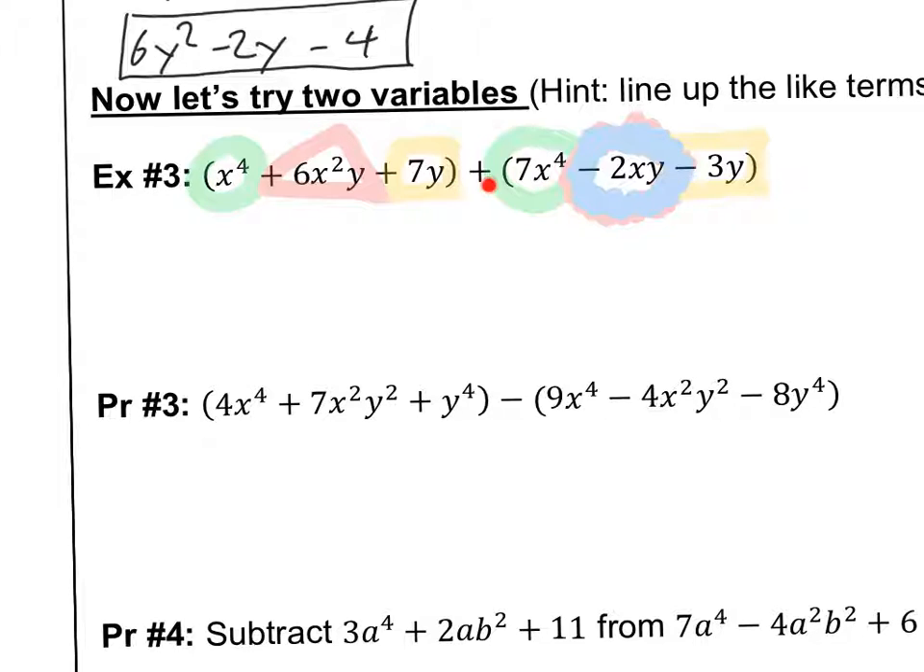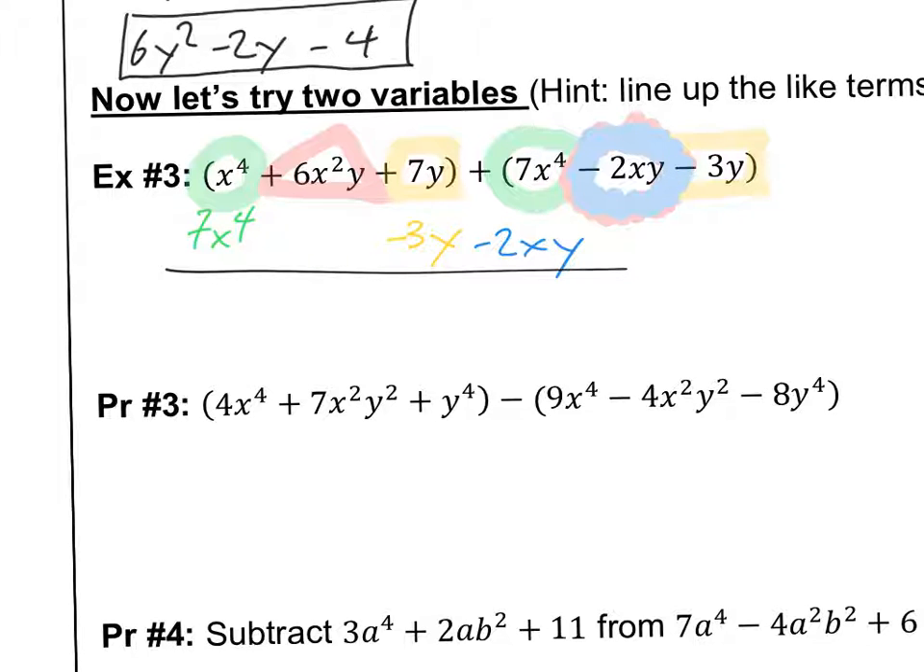Okay, I'm just adding, so I don't have to worry about distributing any negative, but I could see down here in practice 3, you're going to have to think about that. So let's go ahead and line things up and go for it. All right, so I have the 7x to the fourth. I'm going to put the negative 2xy just over here. And I have the negative 3y. Okay, let's go ahead and add it up.